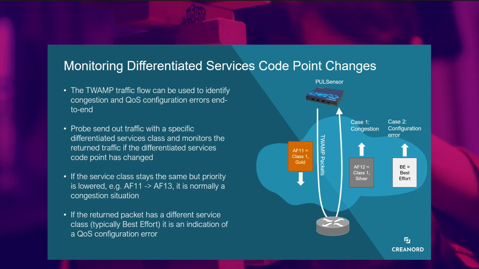And if the return packet has a totally different service class, typically it might come back as a best effort class, although it was sent out with a higher priority. So that's then an indication that you probably have a QoS configuration error somewhere in the network.